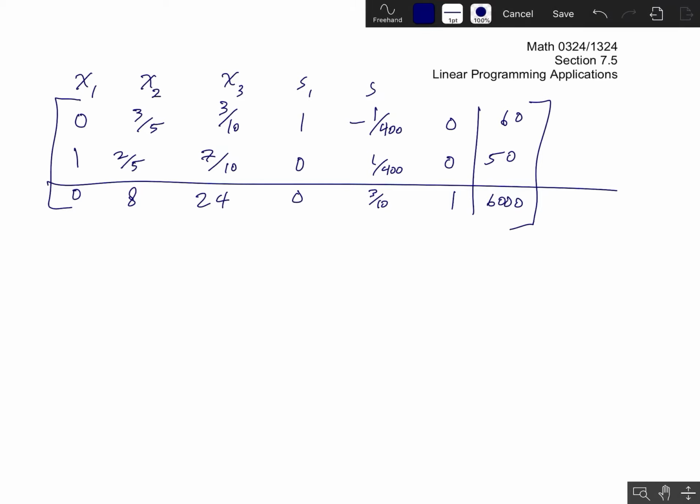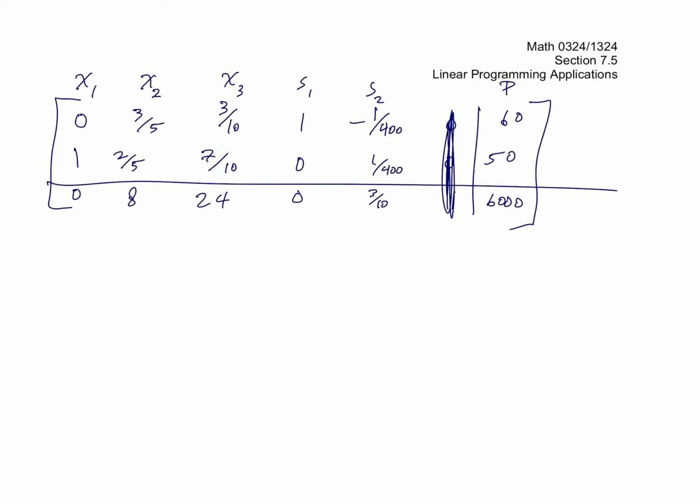So I'll relabel the columns. Oh, I'm sorry. I forgot that we were suppressing this row, or this column. So I didn't suppress it in my original notes, so you might see that column in the other notes. But here I was just labeling this last column as P for profit. So this is the simplex tableau that we should end up with. And now we can read off our answer.